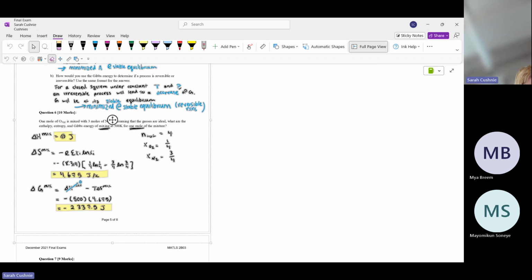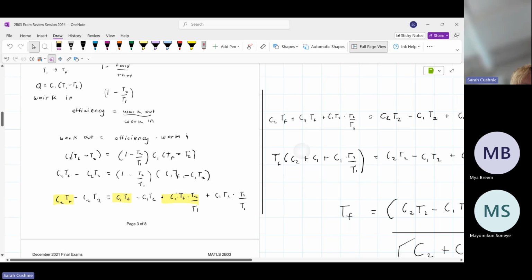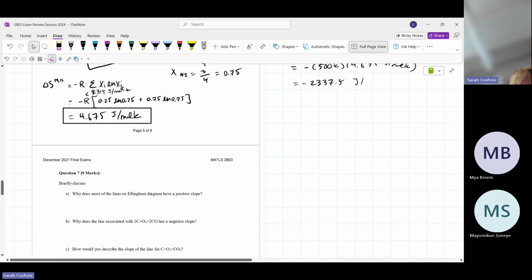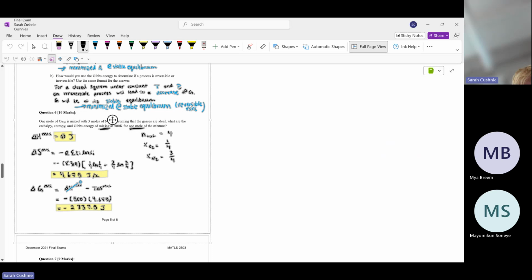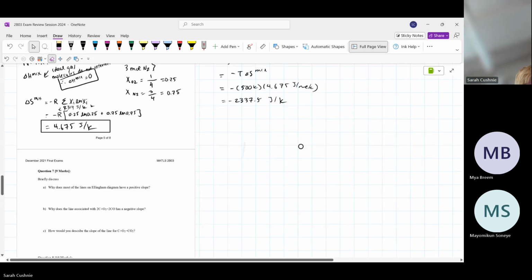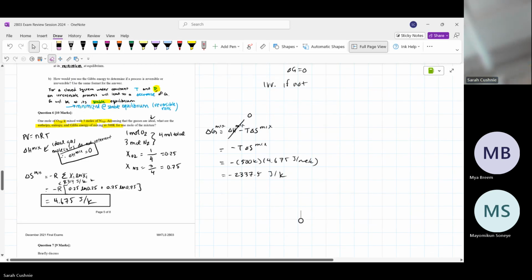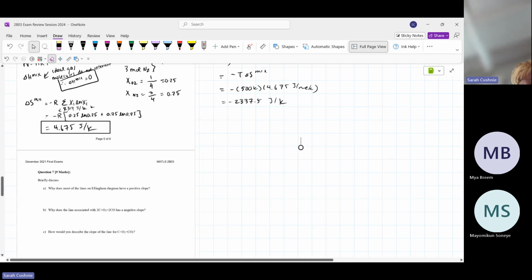It's not per mole. That was a mistake on my part. The reason it's not per mole is because we actually accounted for the moles when we're doing all of this. We have the 0.25 and the 0.75, so it's going to be joules per K. So we end up with negative 2337.5 joules. Any questions about that? I'm not hearing any, so we're going to move on.